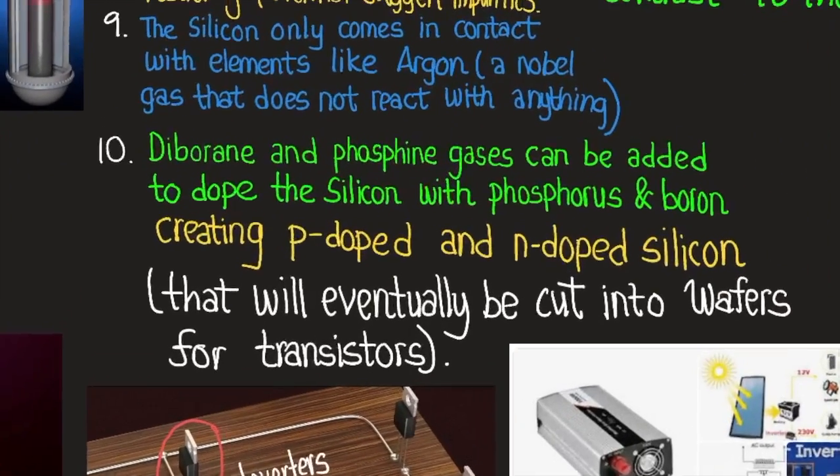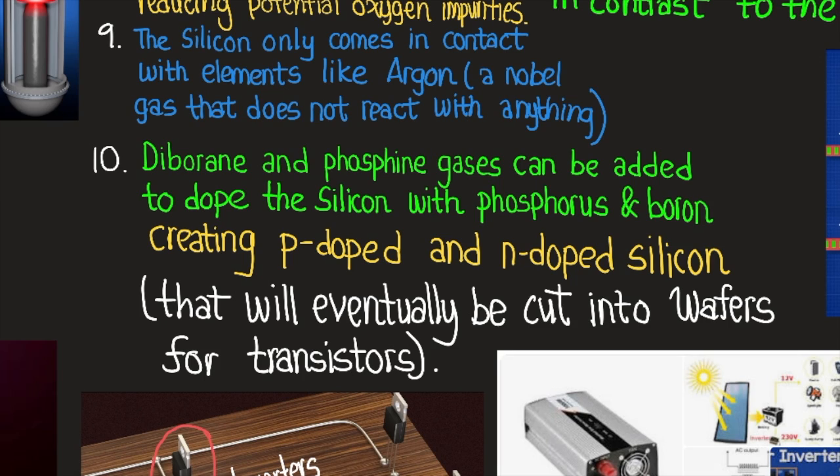So step number 10, diboron and phosphine gases can be added to dope the silicon with phosphorus and boron. So that's just a creative way to dope the silicon, creating a p-doped and n-doped silicon that will eventually be cut into wafers for transistors.